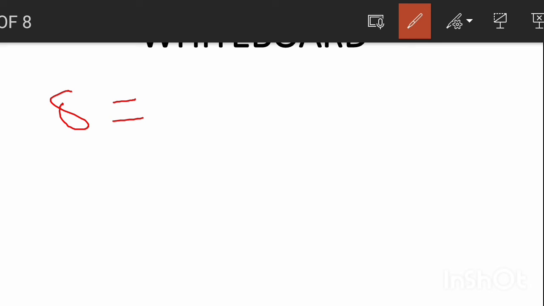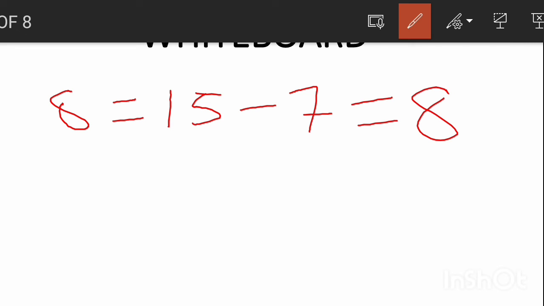So if you are looking for 8, what you do is that you add 1 to 6, and that will give you 7. And if you take away the sum of 1 and 6, which is 7, from 15, you are going to have 8. That's how to get 8.